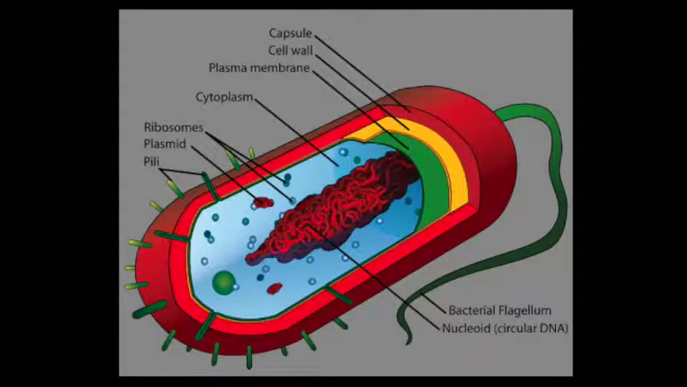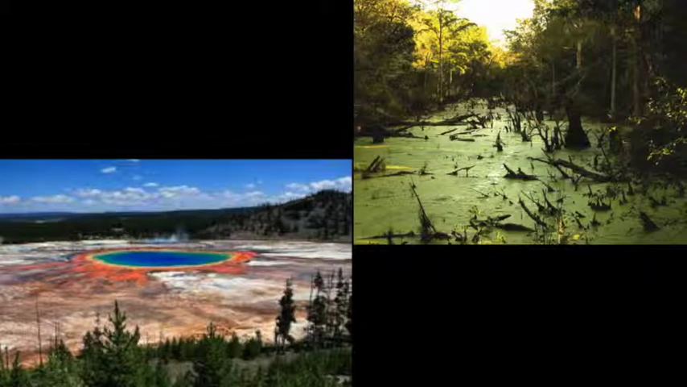You now have a complete archaeal cell. From here, the cells can branch out into extremophiles, which exist in extreme conditions such as hot springs or toxic environments.